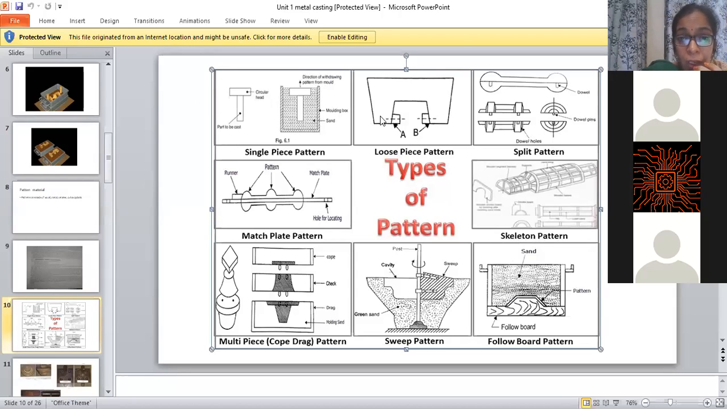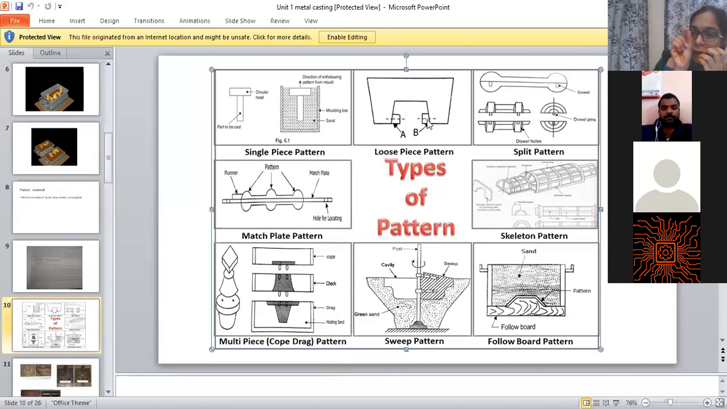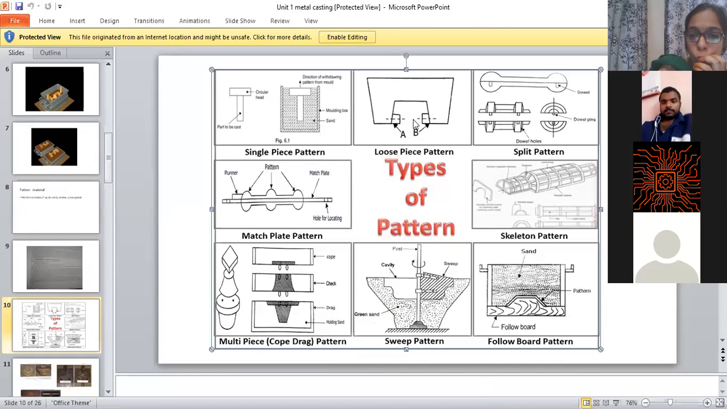The last one is loose piece pattern. Here you can see there are two sections. One is a solid section, and there are A and B. Can you see A and B labeled there? Yes, ma'am. There are two parts with a square rectangle section called A and B. These A and B are the loose pieces. When you want to manufacture a very complicated shape which has two different sections, then you will use loose pieces. For the first half you will use the solid piece. For the second half you will use these two loose pieces.